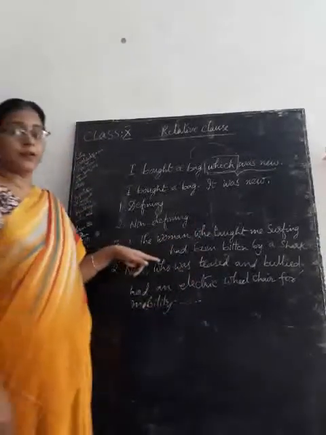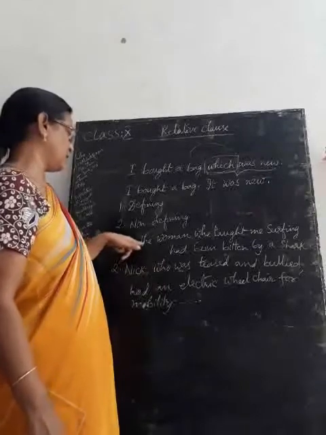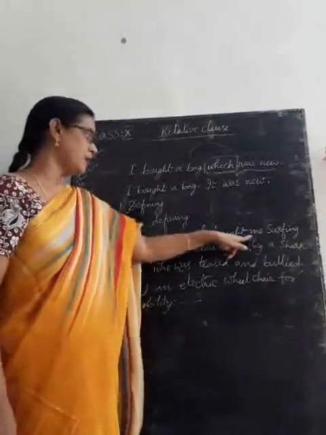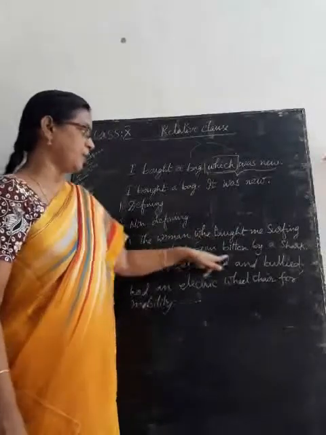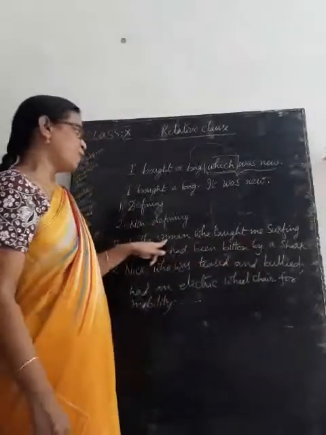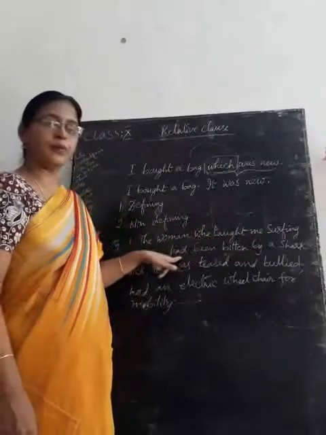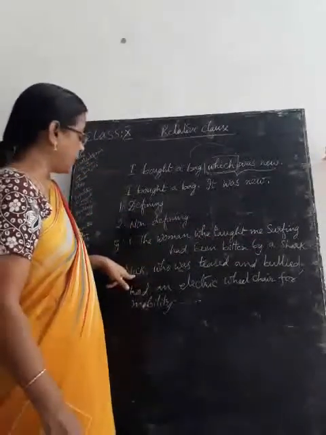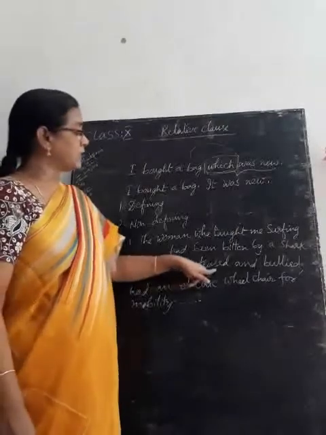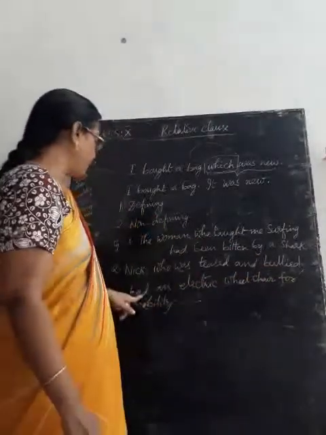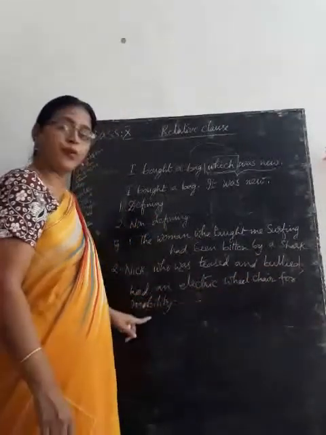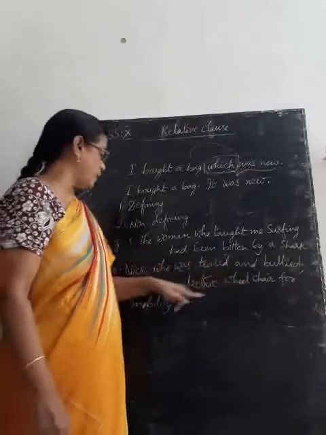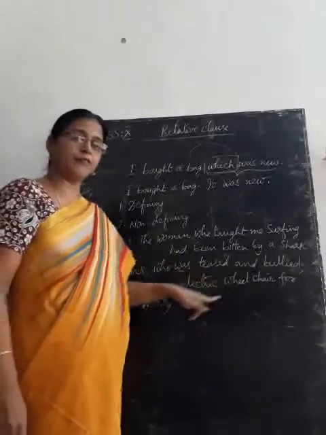See, I have taken two sentences. Example for defining, I have taken this sentence: The woman who taught me surfing had been bitten by a shark. Number two: Nick, comma, who was teased and bullied, comma, had an electric wheelchair for mobility.